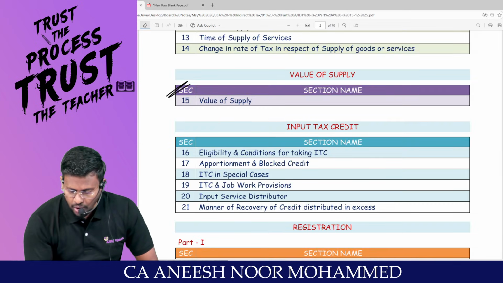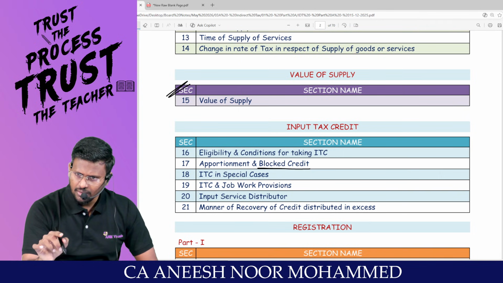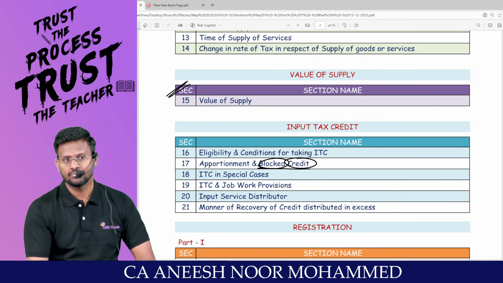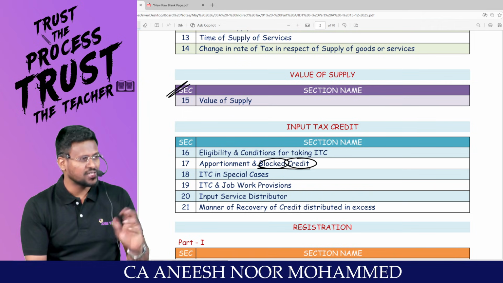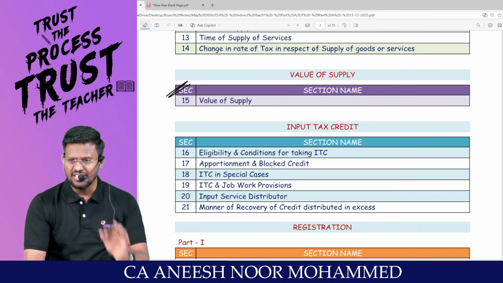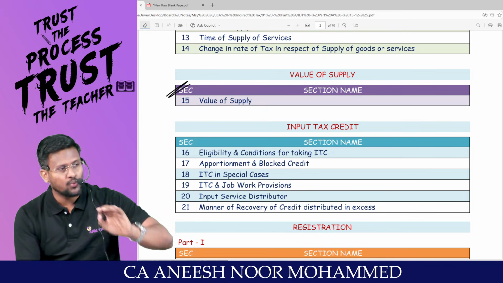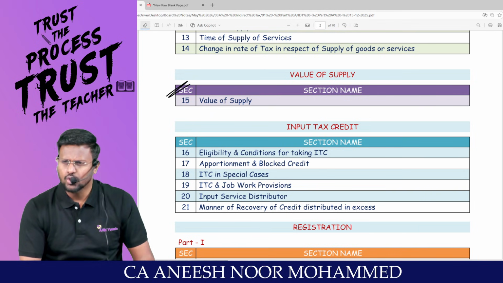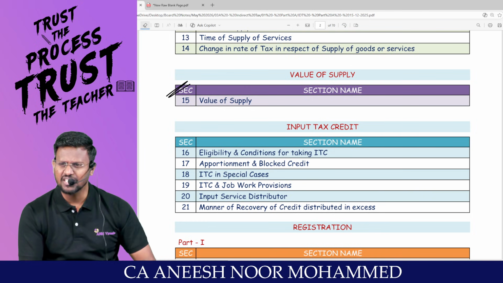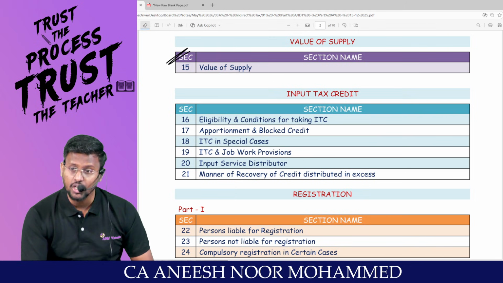That is called blocked credit. That means the input tax credit is blocked. That means you can't take ITC. That's why it is called blocked credit. So section 17 is answering two questions: how to do the apportionment and what is the blocked credit? Are you all really with me? So what is section 16? Basic section for ITC. What is section 17? Apportionment and blocked credit.